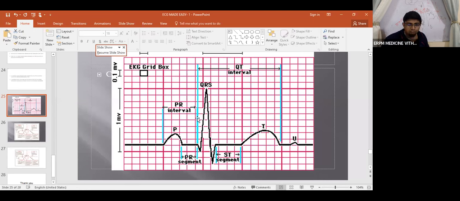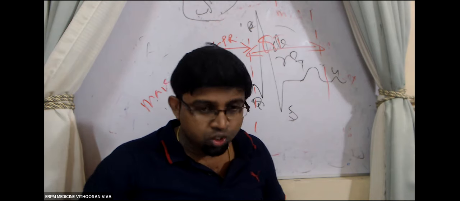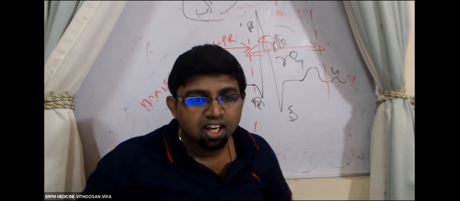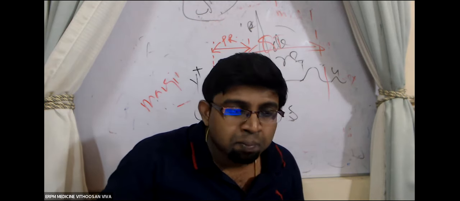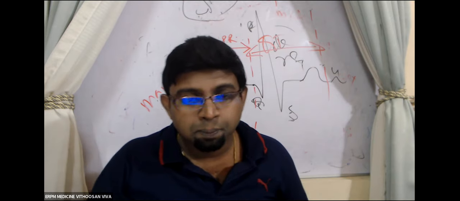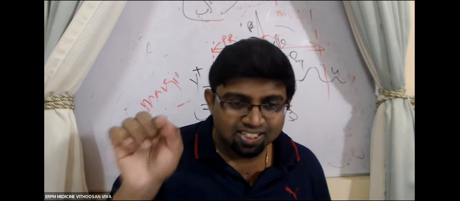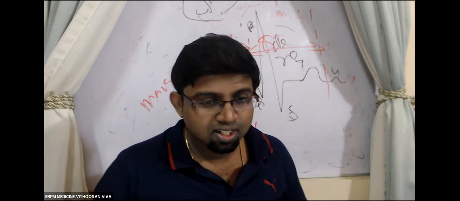Clear? Come on, look at me, guys. What is the QT interval? The good old days in psychiatry, we studied some drugs. These drugs are prolonging the QT interval. This is that QT interval. You study TCAs, antipsychotics, etcetera. One of the side effects of those drugs is that they can prolong the QT interval. This is that QT interval.